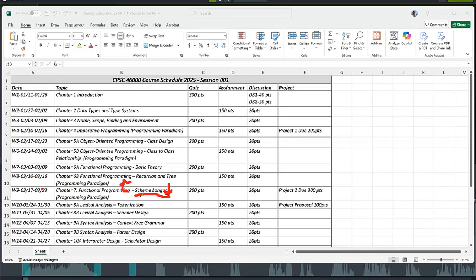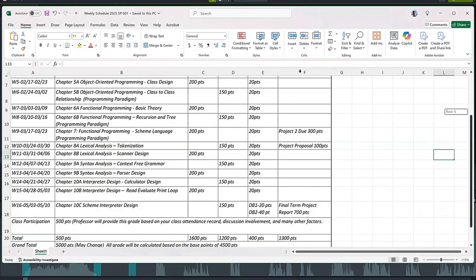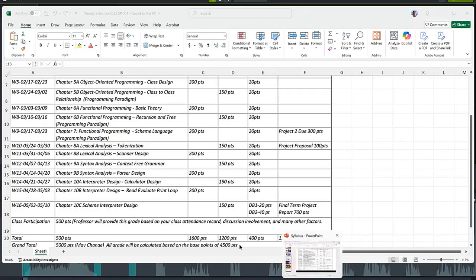Anyway, this is the schedule that we have, and we are following the course order we talked about: data types and memory model, then programming paradigms. Up to here is programming paradigms. The next part is the implementation of a compiler or interpreter, from lexical analysis and syntax analysis to interpreter design. Everything here is for programming language structure and compiler design. So this is the schedule, which we divided into different weeks.